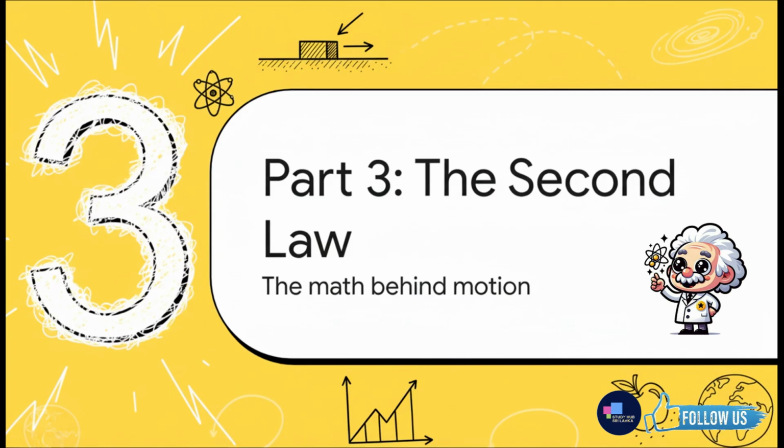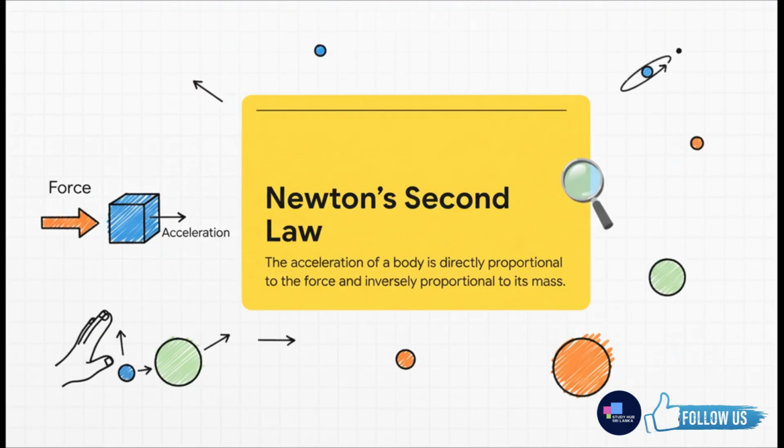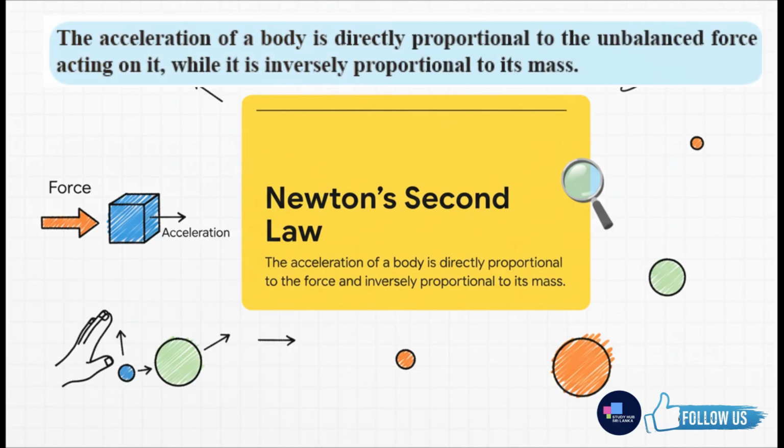Let's move on to the second law, and you'll see how this builds on the first one. This is where Sir Isaac Newton gave us the actual math to describe exactly how forces change motion. And it's one of the most famous and important equations in all of science. So, what the law says is that an object's acceleration, that's how quickly its speed changes, depends on two main things. First, it's directly proportional to the force.